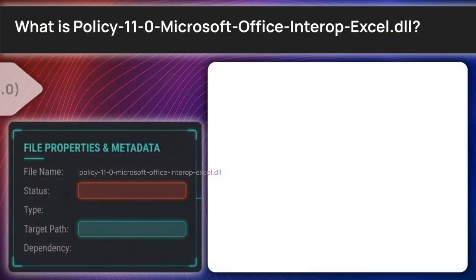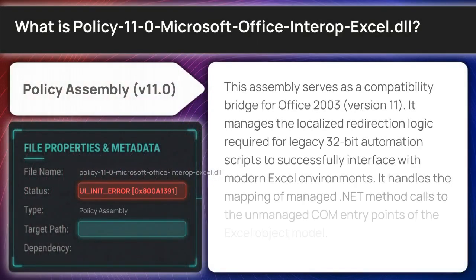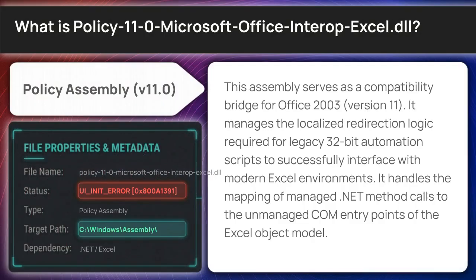This is the Policy 11.0 Microsoft Office Interop Excel. This assembly serves as a compatibility bridge for Office 2003, version 11. It manages the localized redirection logic required for legacy 32-bit automation scripts to successfully interface with modern Excel environments. It handles the mapping of managed .NET method calls to the unmanaged COM entry points of the Excel object model.